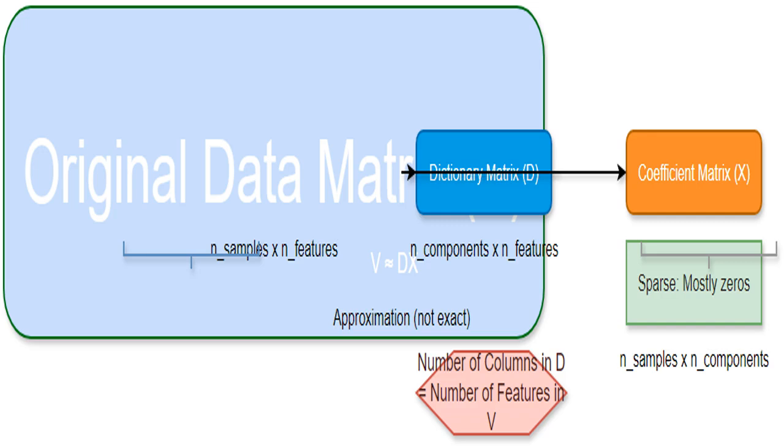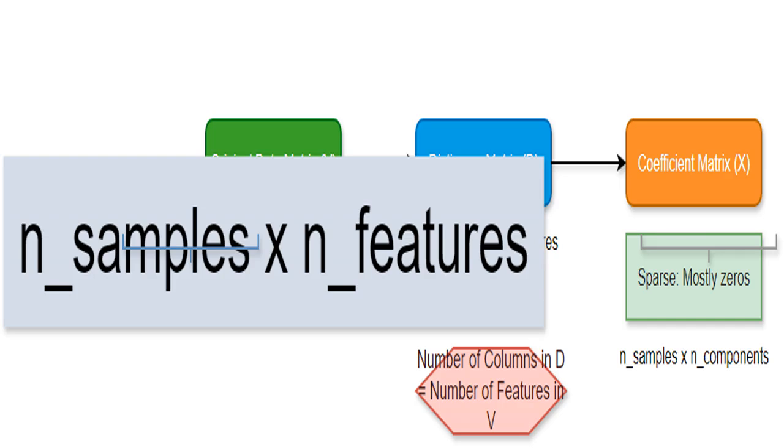I see V as your original dataset. It's a collection of data points, each represented as a feature vector. Think of it like a spreadsheet where each row is a data point and each column is a feature. For example, if you're analyzing images, each row could be an image, and the columns could be pixel intensities. This simply tells us the dimensions of V: n_samples as the number of data points, rows in the spreadsheet, and n_features as the number of features describing each data point, columns in the spreadsheet.